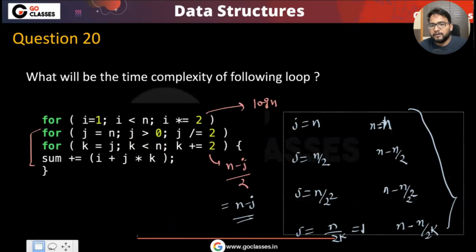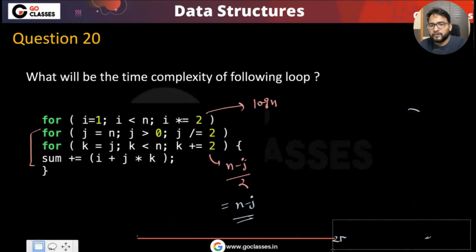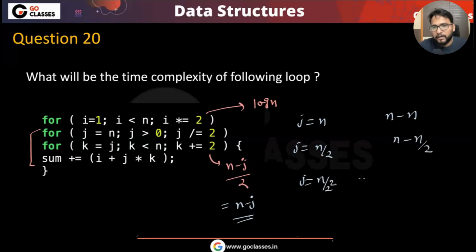And then for every j, we need to calculate what is happening. So we said j will be running from n to 1. So from n, which means n minus n times. J equal to n by 2, then it is going to run n minus n by 2 times. J equal to n by 2 square, n minus n by 2 square times. And then finally j will be 0 or 1 or whatever.